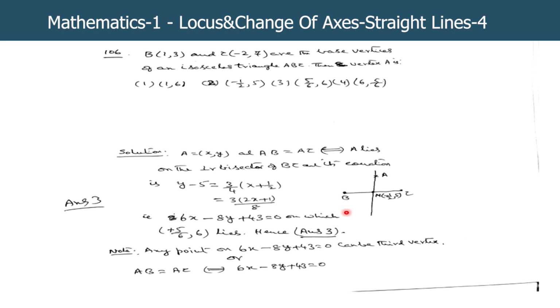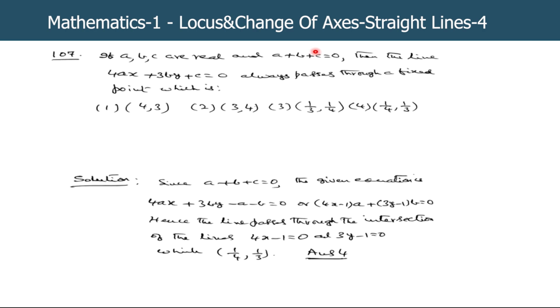So on the perpendicular bisector of BC, any point satisfies the given conditions. But among the given points, 5 by 6, 6 satisfies. So therefore, the correct option is option number 3.